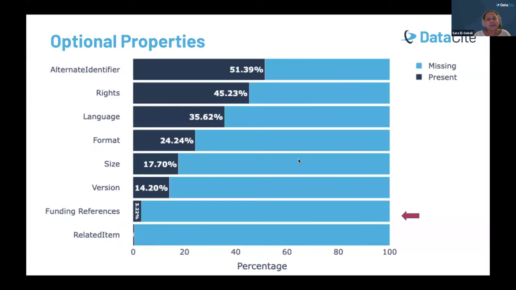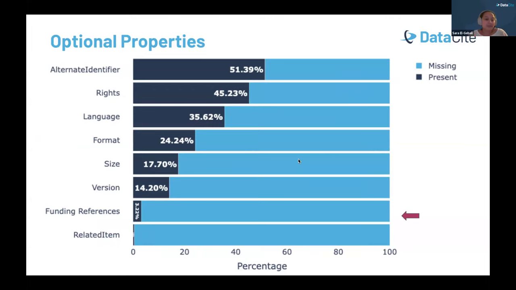When we look at the optional fields, the levels of completeness is generally lower. And the key example here is the funding reference field, which was introduced in 2016. Its slower adoption really tells us that more needs to be done to encourage researchers and repositories to capture this information and to integrate it into their metadata practices. And I will show you why that is in the next few slides.